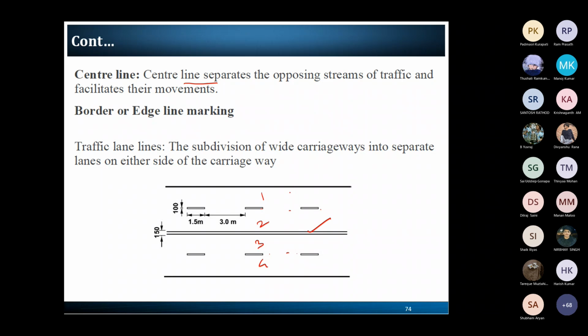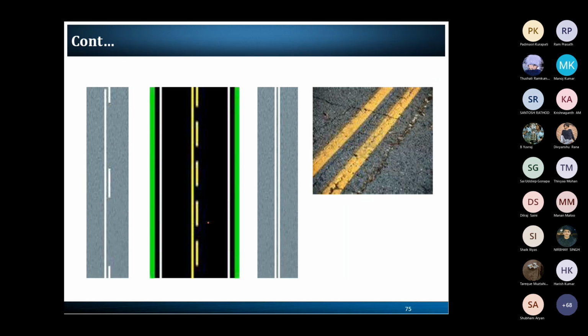Sometimes on the shoulder we also provide a line indicating parking. If it is a continuous yellow line, then parking is prohibited. If a broken yellow line is provided, then parking is allowed along the edge. These are some examples, the physical representations of how it is there.